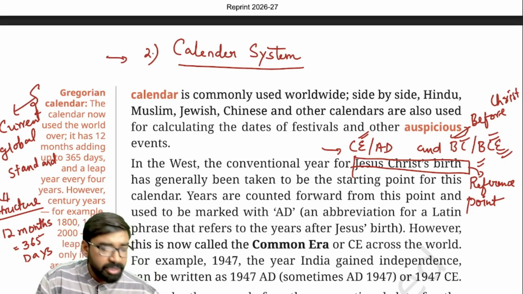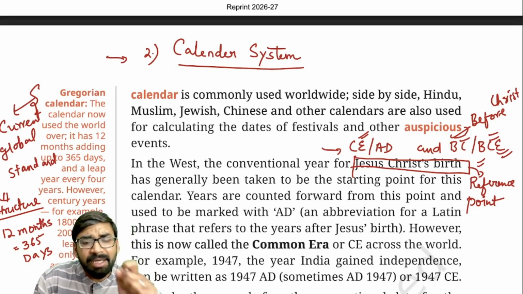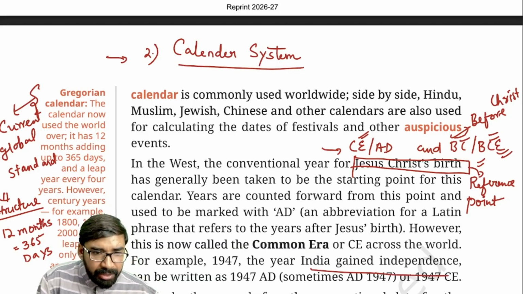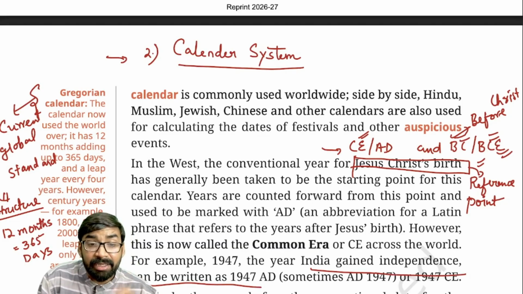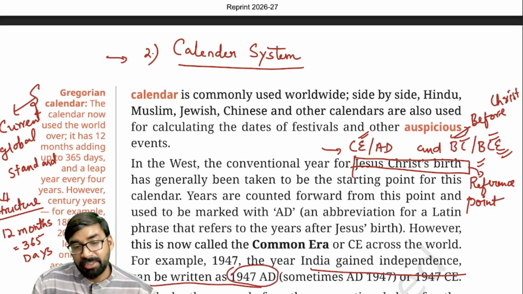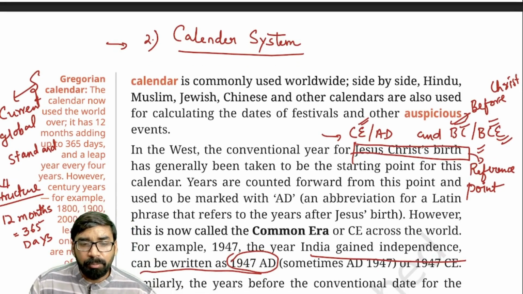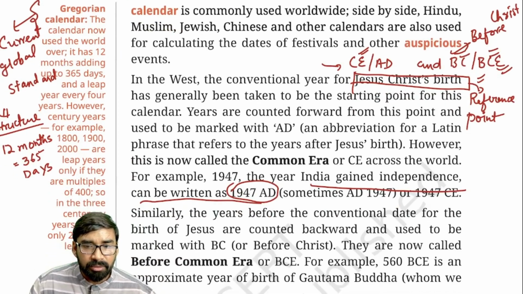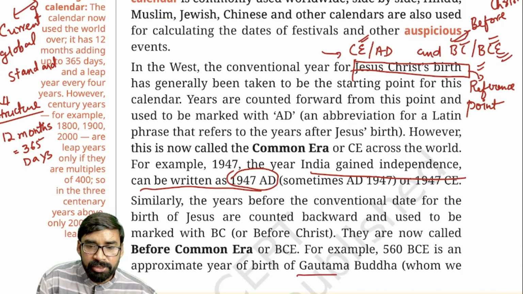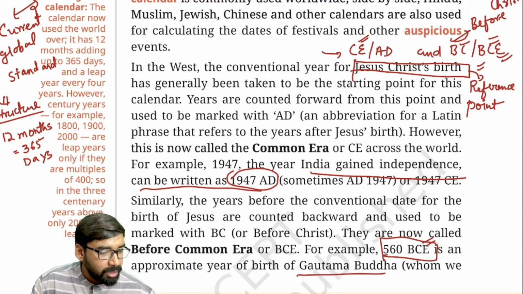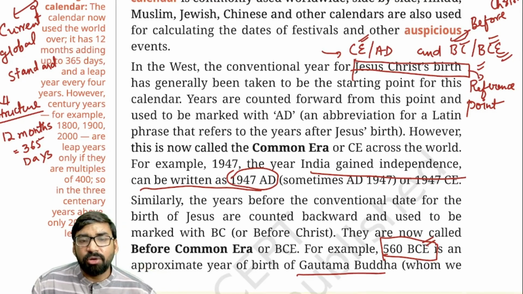For example, India got independence, as you can see here. India gained independence can be written as 1947 CE. On the other hand, the birth of Buddha is written as 560 BCE. That is before the birth of Christ.